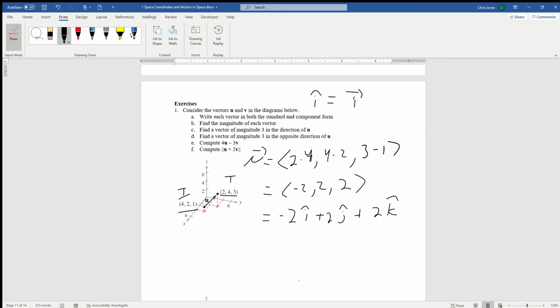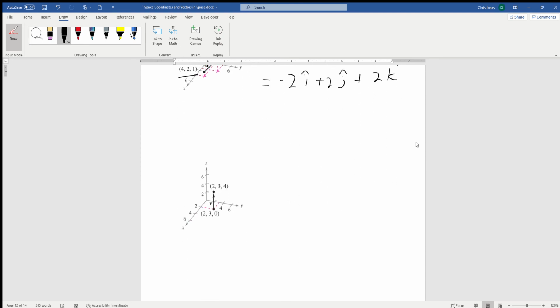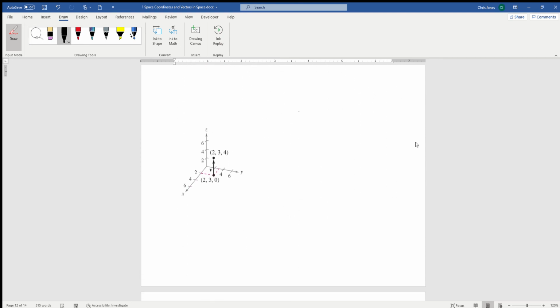If I want to go through and find v in both standard form as well as a linear combination, v is going to be equal to, this is our terminal, this is our initial point, so 2 minus 2, 3 minus 3, 4 minus 0, or 0, 0, 4, or another way to write that is 4k.